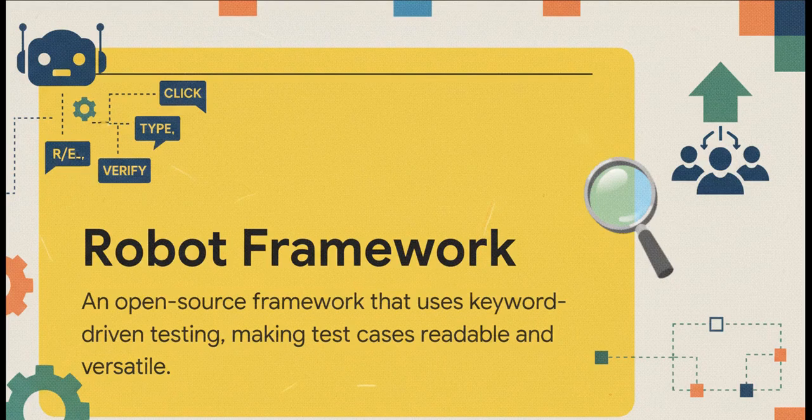And there are other ways of thinking about this too. Robot Framework is really cool because it uses what's called a keyword-driven approach. Basically, this means the tests are written in a way that's much closer to plain English, which makes them way easier for everyone on the team, not just the hardcore developers, to actually read and understand.